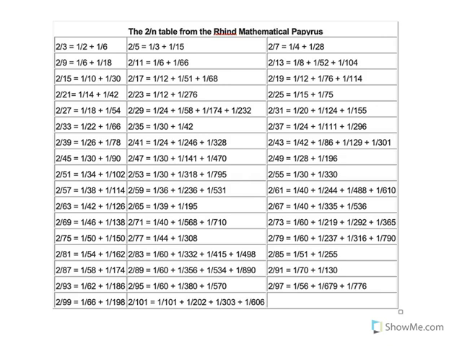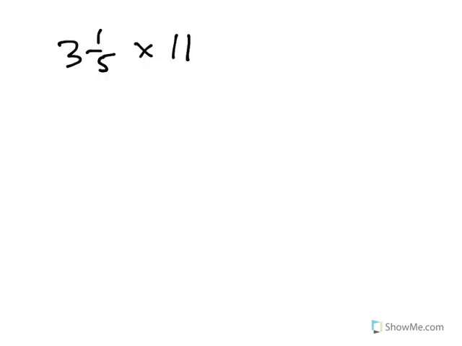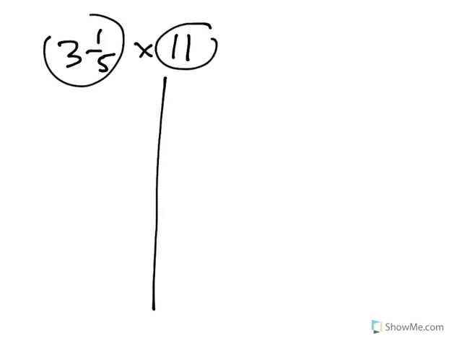And the 2/n table is very useful because it can be used if I want to multiply something that's not an integer by something that is an integer. So let's just look at an example. Let's say I want to do 3 1/5 times 11. For this lesson, I'm going to have the fraction here on the left and the integer on the right.